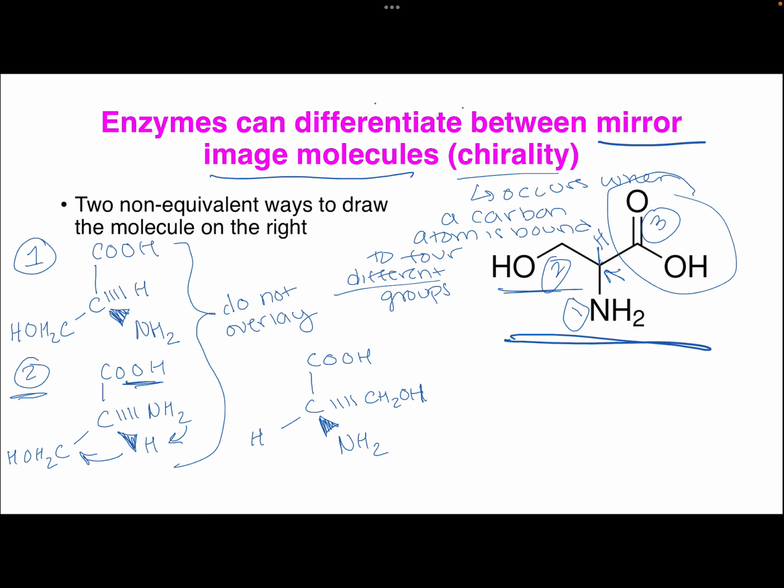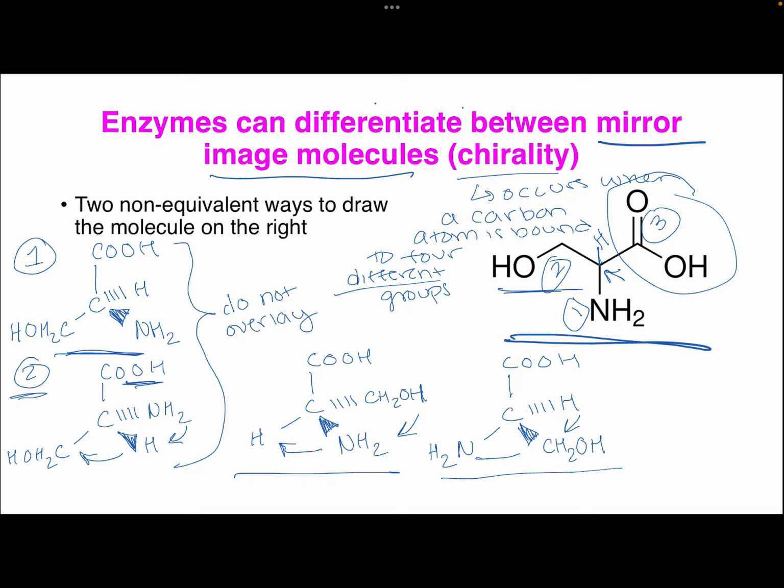All right? So you can already see that this is not the same as this one, even though we have our NH2 coming out of the page. Let's do it 2 more times. So if we do it 1 more time, then we end up with our NH2 in the plane, our hydrogen pointing back into the page, and this group coming out at us, right? So that's still not the same as that. And then 1 more time.